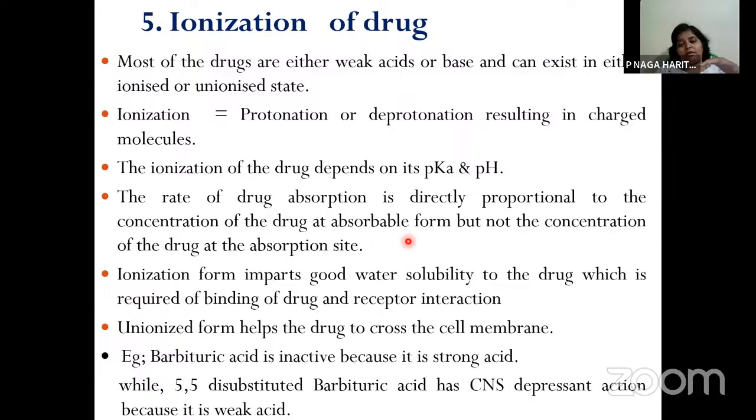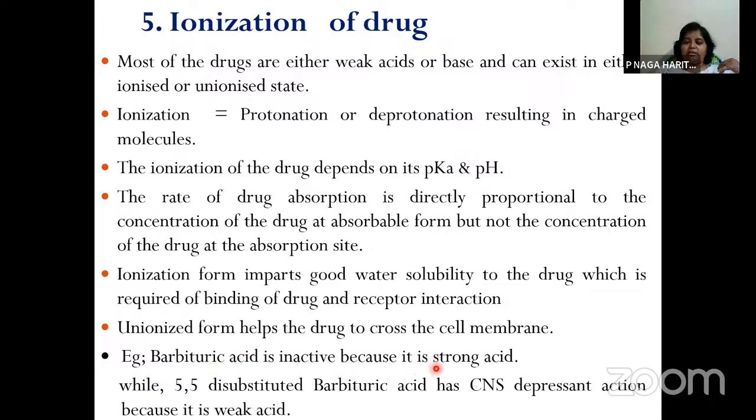The absorbable drug, that is, the drug is available in the form in which it can be absorbed. So the ionized form imparts good water solubility to the drug, which is required for binding of drug and receptor interaction. And also the unionized form helps the drug to cross the cell membrane. Again, controversy has come. If it is in the form of ionization, it gets good solubility. And if it is in the form of unionized drug, it can cross the membrane easily.